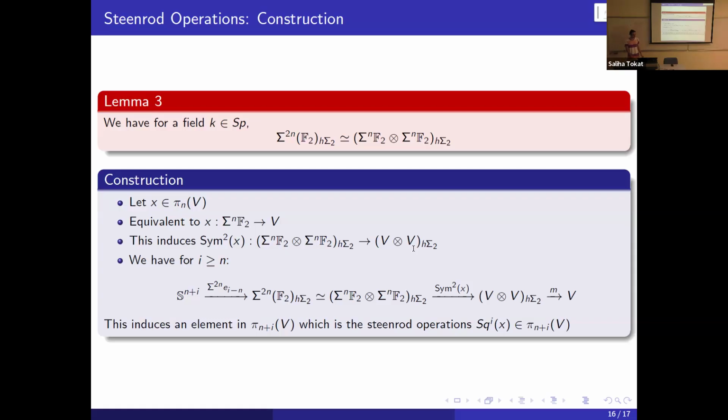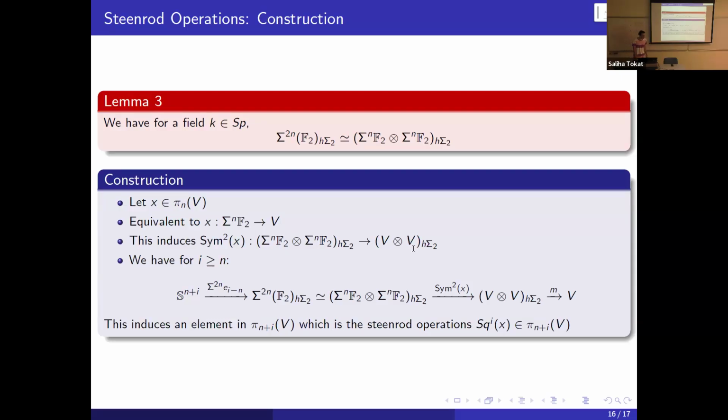Then for i greater than or equal to n, we can take the generator of the homology groups of RP infinity, e_{i-n}, and take the 2n-fold suspension of that to be a map from S^{n+i} to that. By the above lemma, this is equal to this. And after taking the symmetric multiplication, we actually get a map from S^{n+i} to V. We started with a map from S^n to V, and we ended up with a map from S^{n+i} to V. And this is an element in pi_{n+i} of V, which we will call the Steenrod operation Sq^i of x.